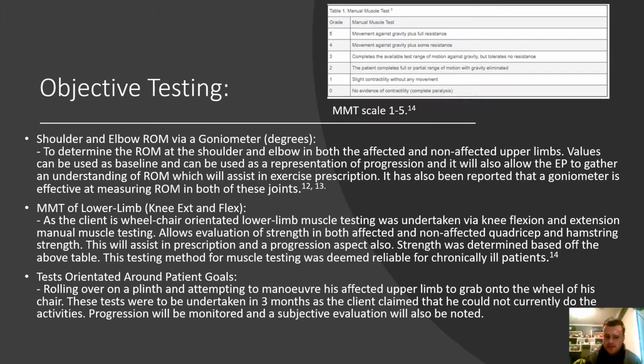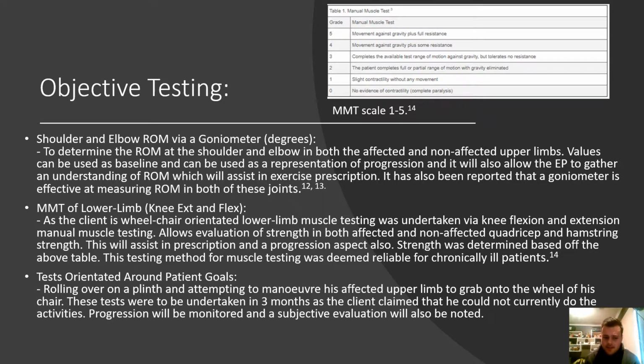We then did a manual muscle test of the lower limb, and due to the client being in a wheelchair, it was chosen that knee extension and flexion would be appropriate in doing so. This can allow evaluation of both the affected and non-affected quadricep and hamstring strength groups. This will assist in prescription for the EP and progression aspect also for the client. And strength was determined based off the table above from 1 to 5. And this method was also deemed reliable for chronically ill patients, which my client was.